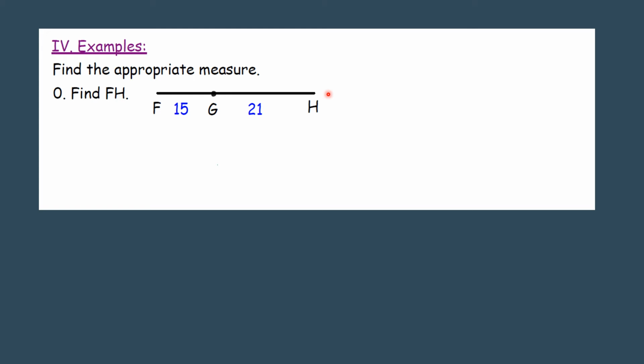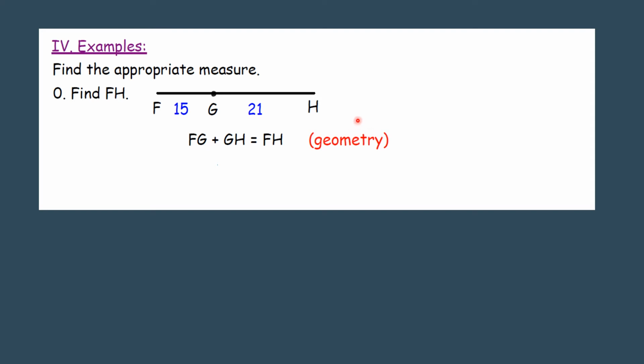So we have to start with our geometry. So the first thing we're going to do is totally ignore the numbers, and look just at the segment, and we're going to do the segment addition postulate. So the segment addition postulate says the length of FG, so we write that down, plus the length of GH, segment GH, so we write that down, equals the length of FH. And that is our geometry. That's what we write down first.